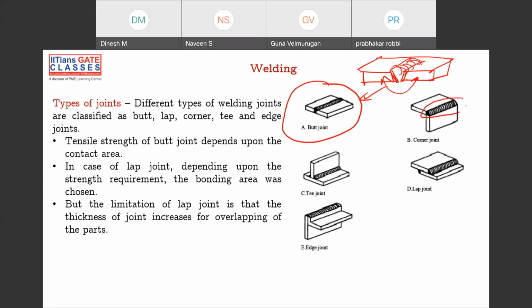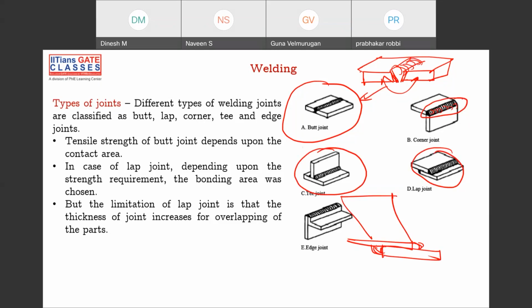Corner joint, this is your corner joint. You are filling it, the corner joint. T joint, right? And this is your lap joint. Lap joint means overlapping plates like this. Lap joint. So you join here, and the plate is extended. Okay, this is in 3 dimensions. Please remember this is in 3 dimensions.